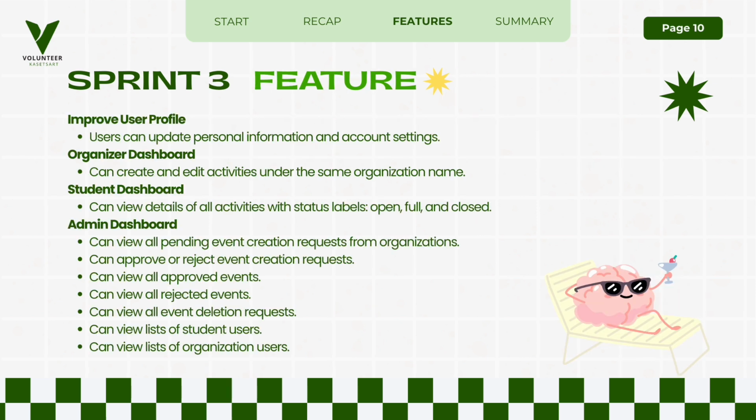In Sprint 3, we focused on building major user-facing dashboards and improving account settings. For organizers, we allow creating and managing activities under the same organization account. For students, the dashboard now shows event status, open, full or closed, so they know which activities they can still join. And for admins, we added full event moderation, like approving, rejecting, and managing users and events across the platform.